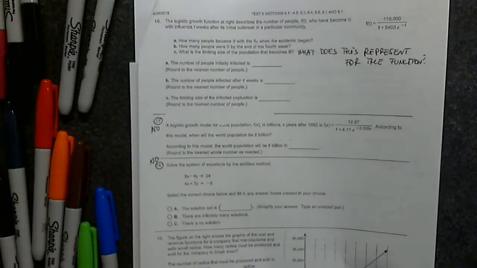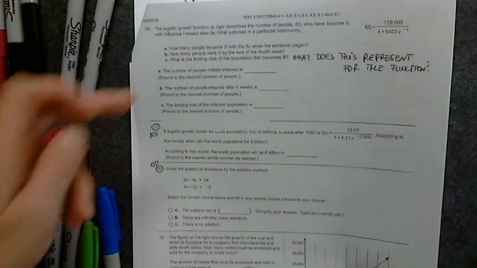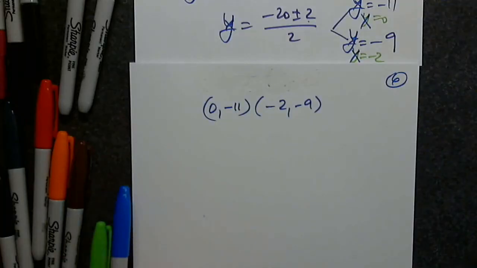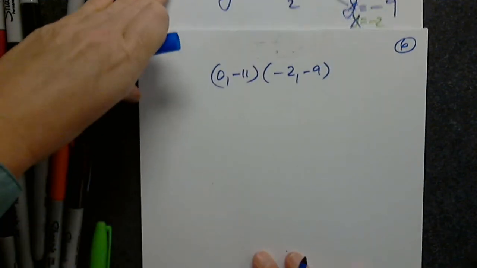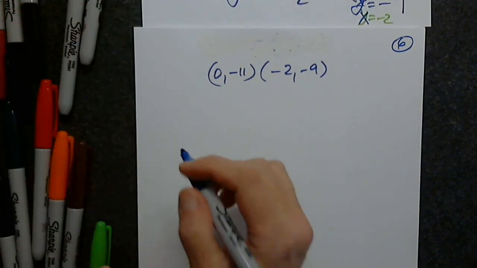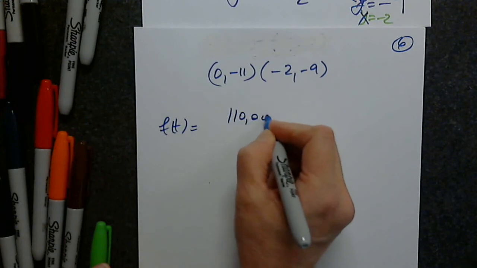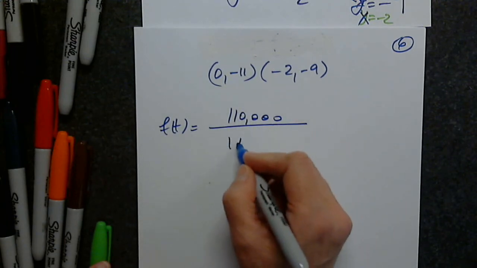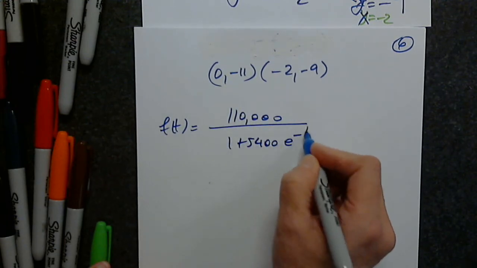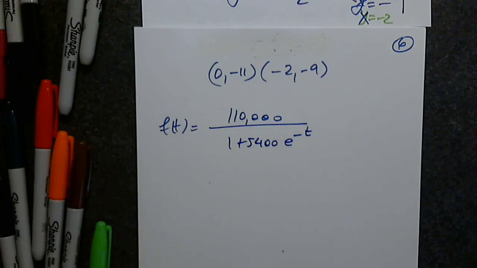Okay, so I would like us to maybe start from the top this time. So let's read the first one. You all have this handout, right? Okay, just making sure. I should have asked by now. Here we have a function f of t, which is 110,000 divided by 1 plus 5,400 e to the negative t. When we read a word problem, please make sure that you take notes and write what they mean.